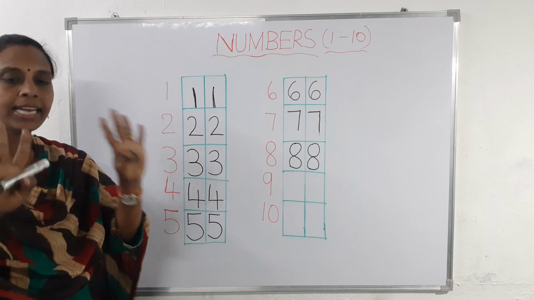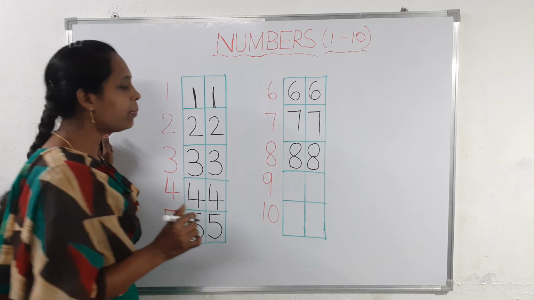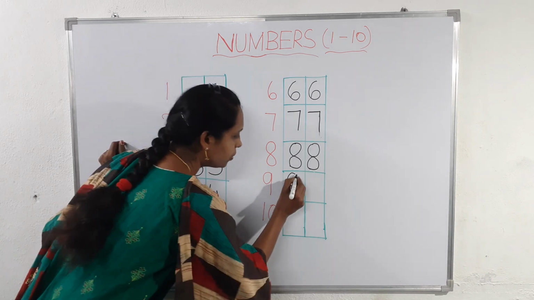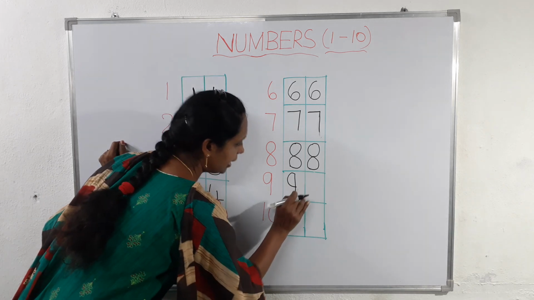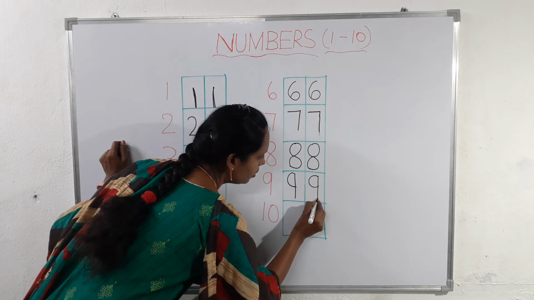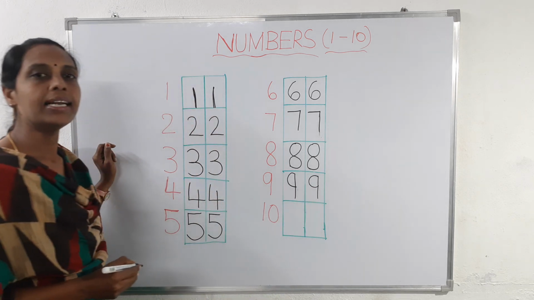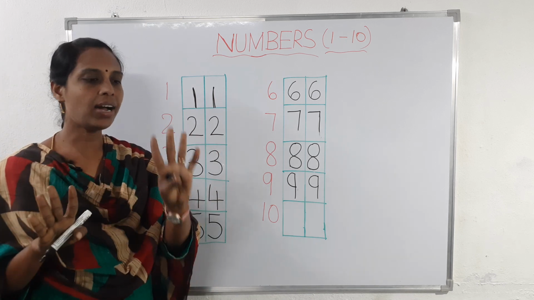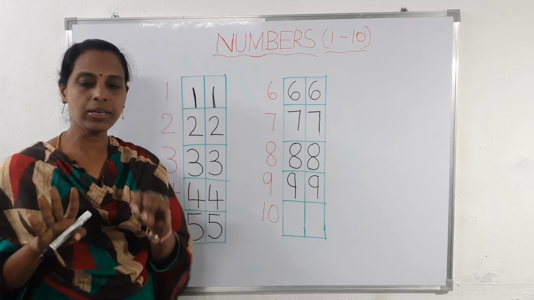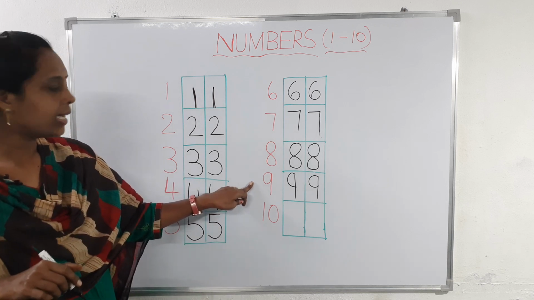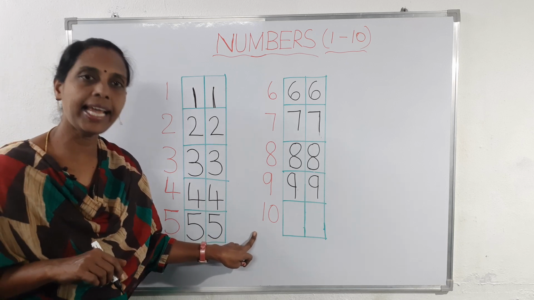What is this number? 9. Number 9. How to write number 9? Right curve, standing line. Number 9. What is this number? 9. 1, 2, 3, 4, 5, 6, 7, 8, 9. 9 after 10.